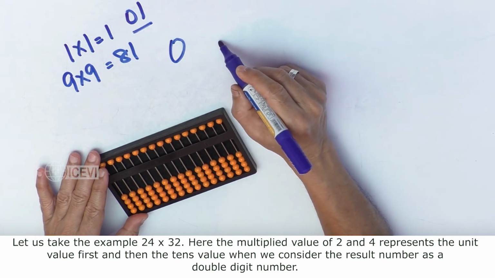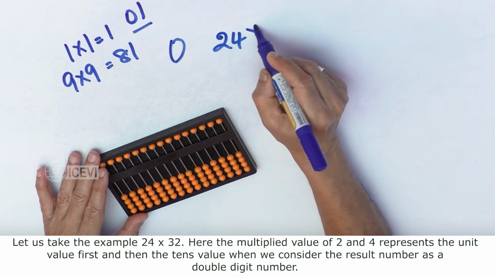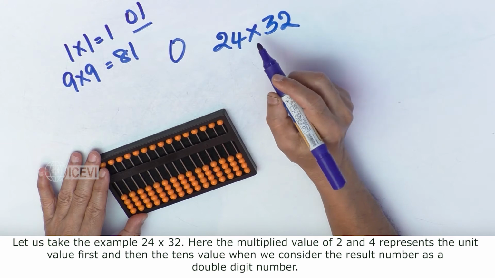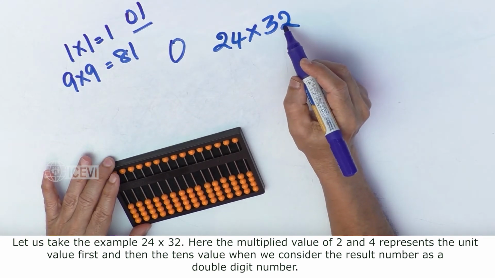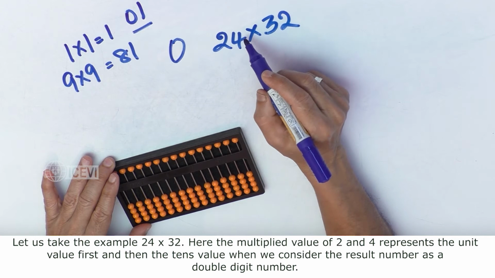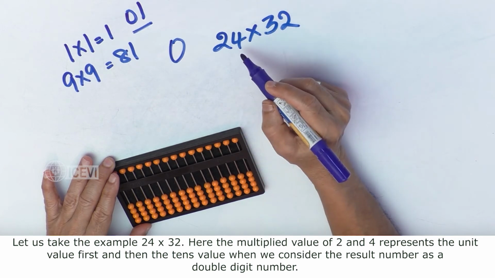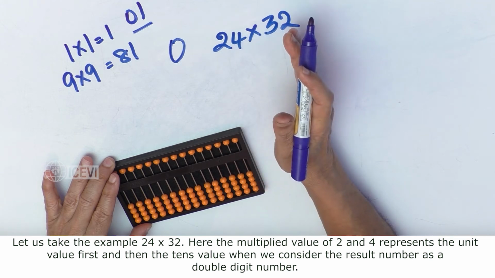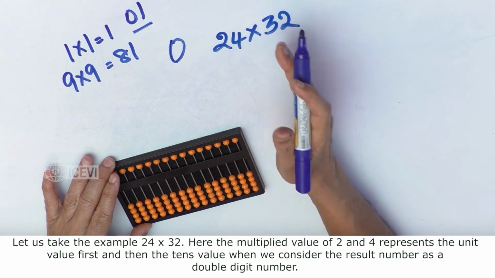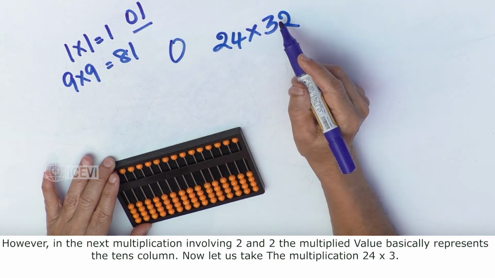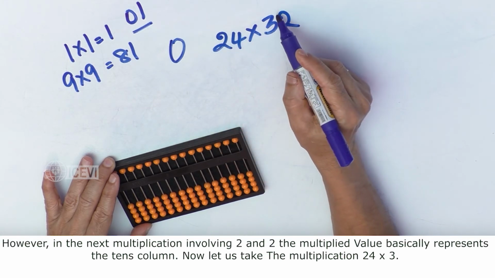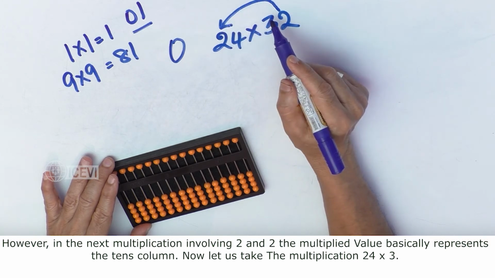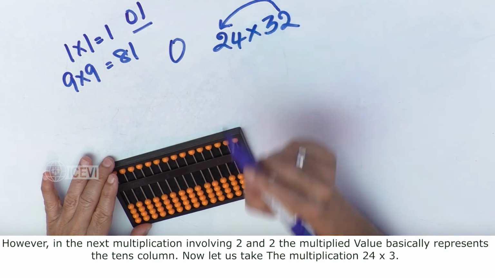Now let us take the example 24 multiplied by 32. Here the multiplied value of 2 and 4 represents the unit value first, and then the tens value when we consider the result number as a double digit number. However, in the next multiplication of 2 and 2, the multiplied value basically represents the tens columns.